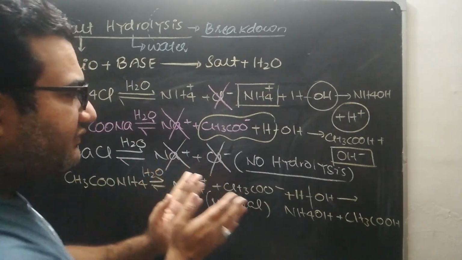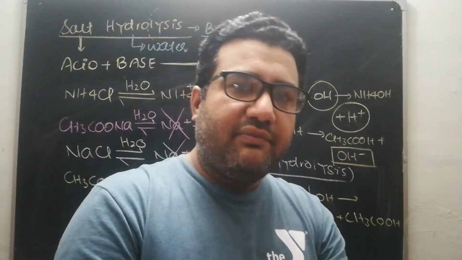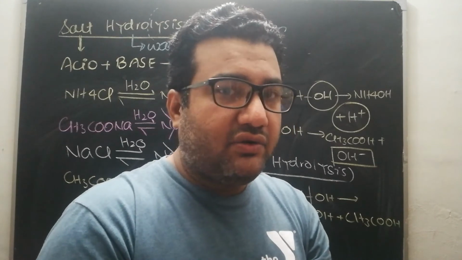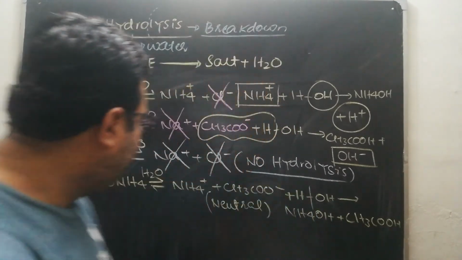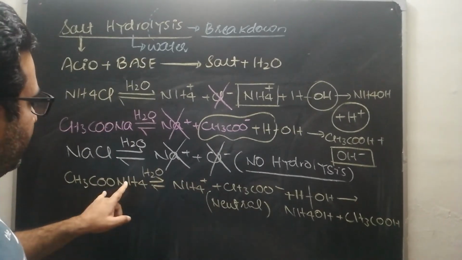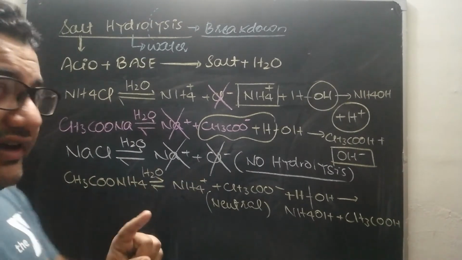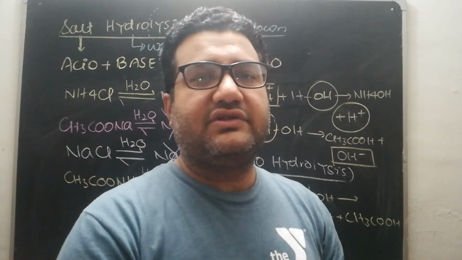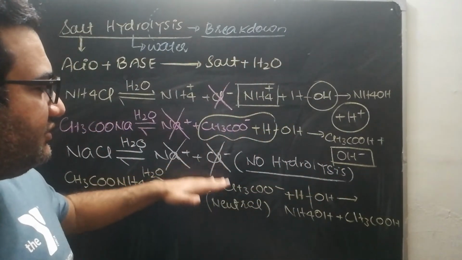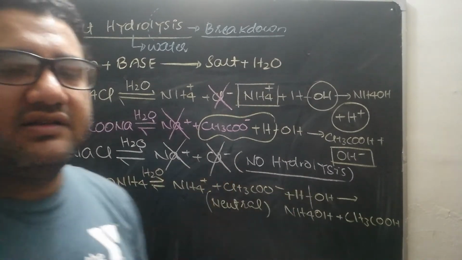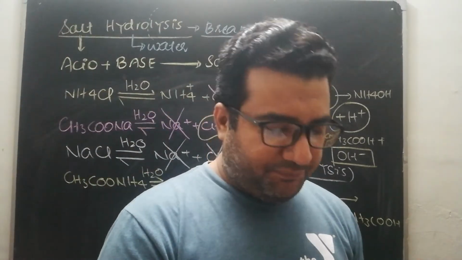But keep in mind there is a difference between these two. A salt which is made from a strong acid and a strong base does not get hydrolyzed, so its solution is neutral. But a salt which is made from a weak acid and a weak base gets hydrolyzed and it produces a neutral solution. So there is a difference. No hydrolysis and neutral solution. Hydrolysis takes place and the solution is the neutral one.